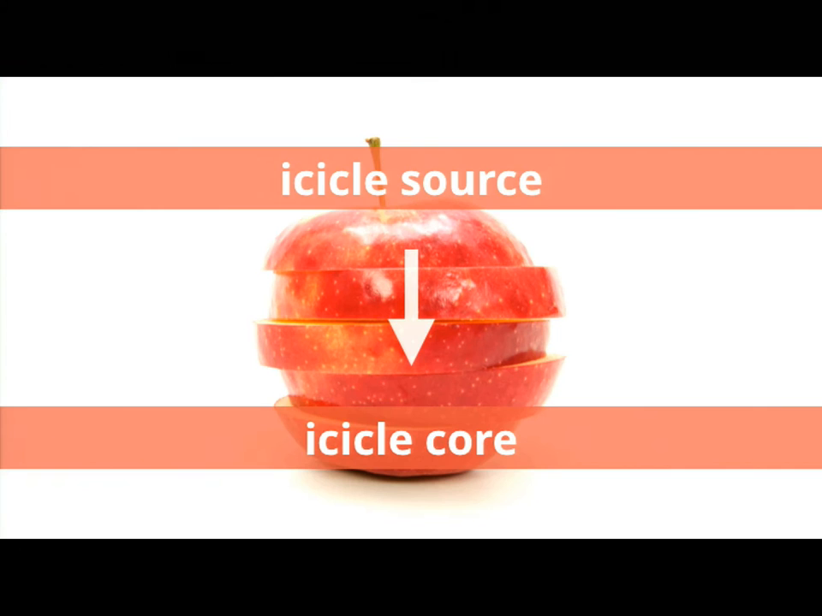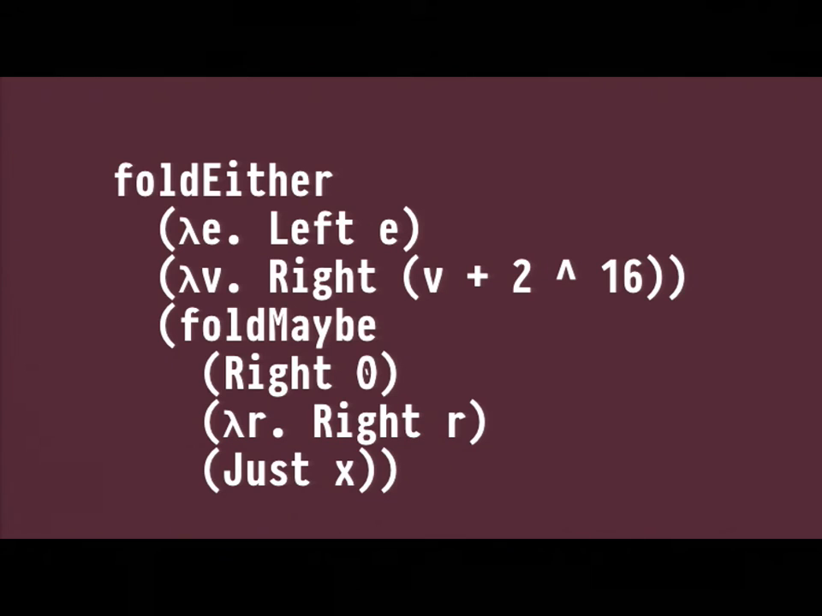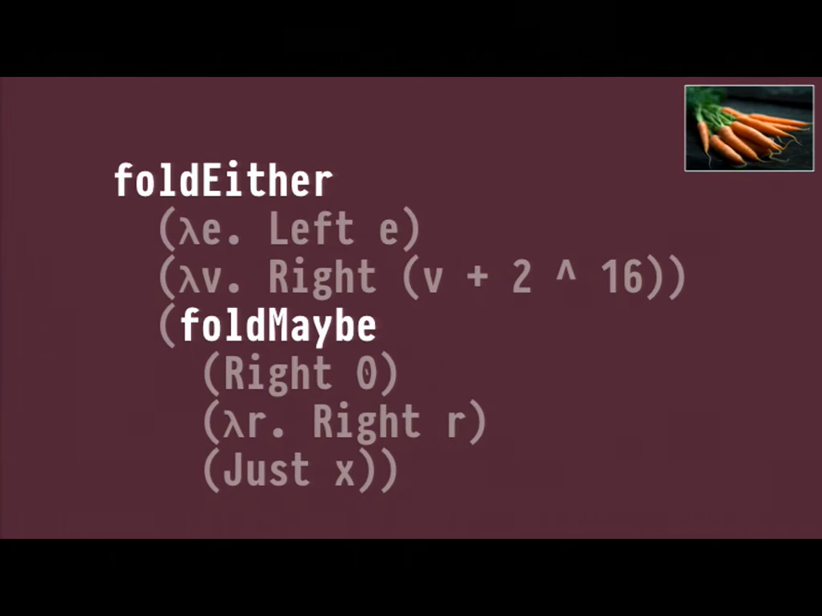So now we translate that into our core language. And our core language doesn't have case expressions. We just have lambdas and application and a few other things. So the case analyses get turned into folds over the data type. And this is where we're going to begin our partial evaluation. So one thing that's interesting to note is that fold either and fold maybe are primitives of the core language, so they can't be beta reduced.